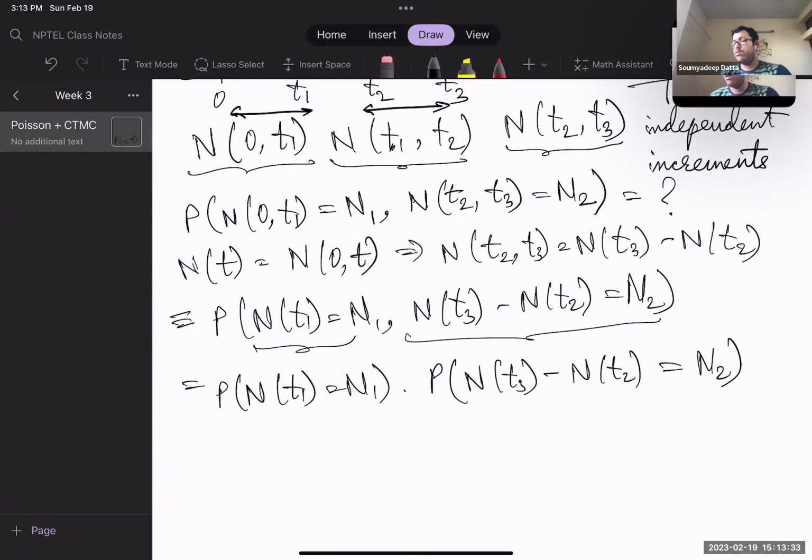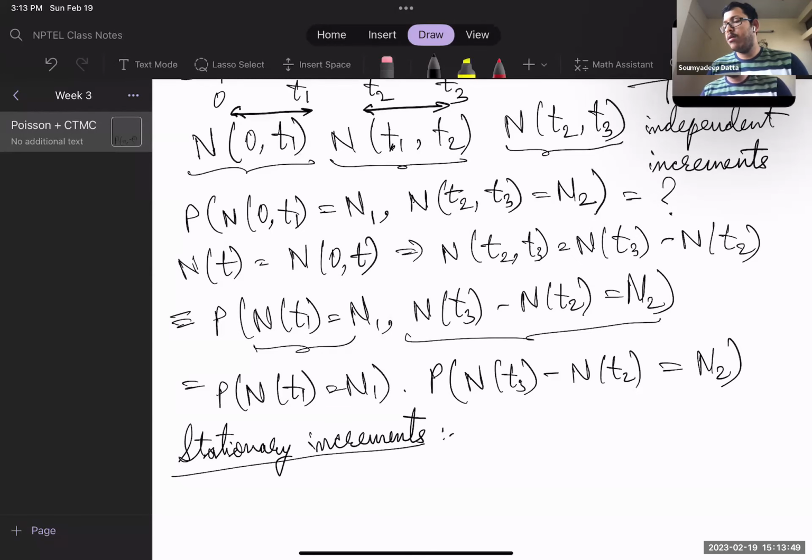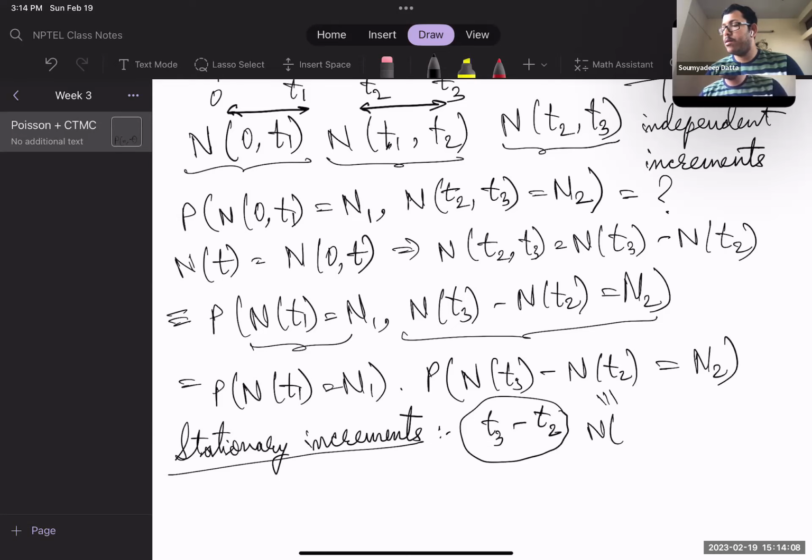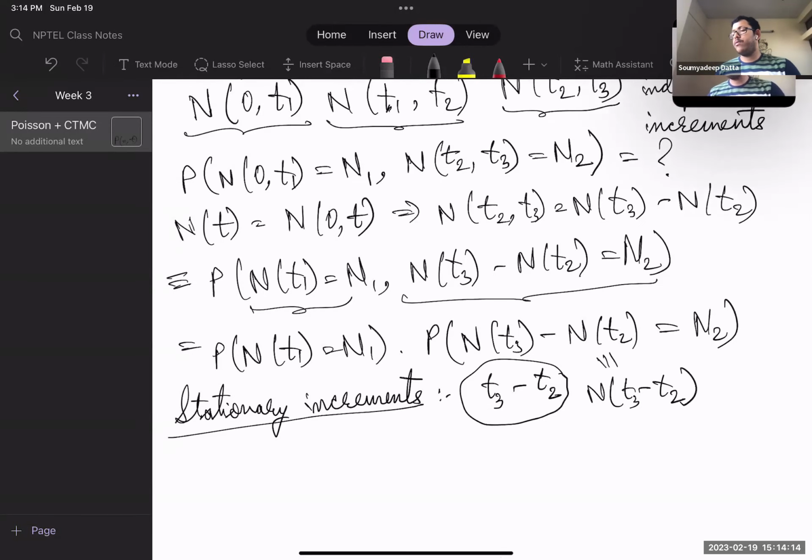And another important property of the Poisson distribution is something known as stationary increments. That is, all I need to worry about is the difference T3 minus T2. This difference is what will determine the number of arrivals. So does that make sense? N of T3 minus N of T2 will be equivalent to N of T3 minus T2, because I only need to worry about the difference. So I don't need to worry about the starting point.